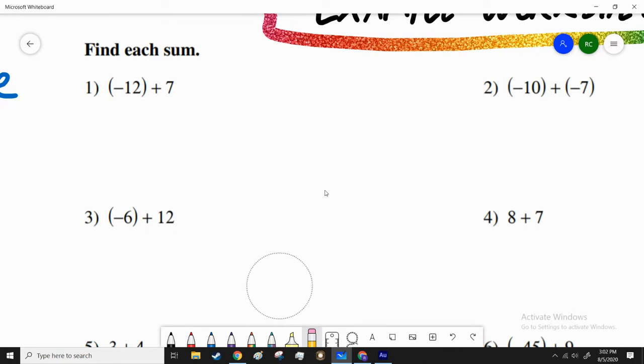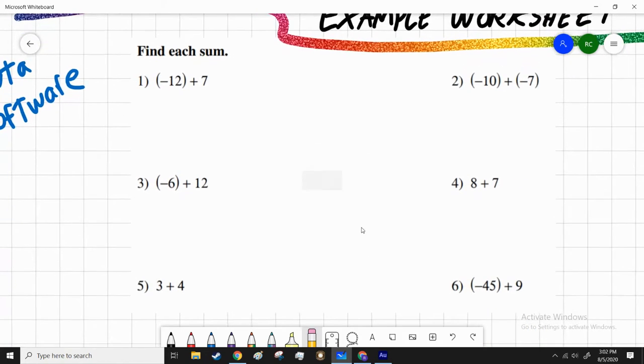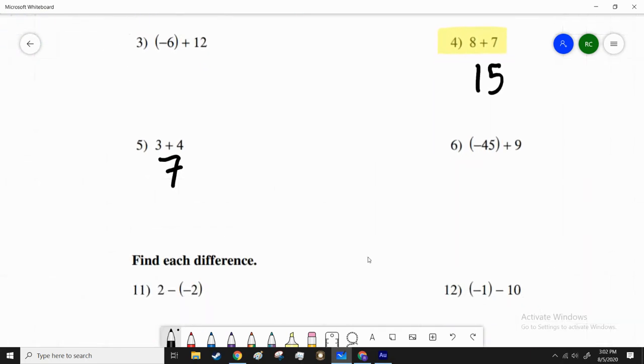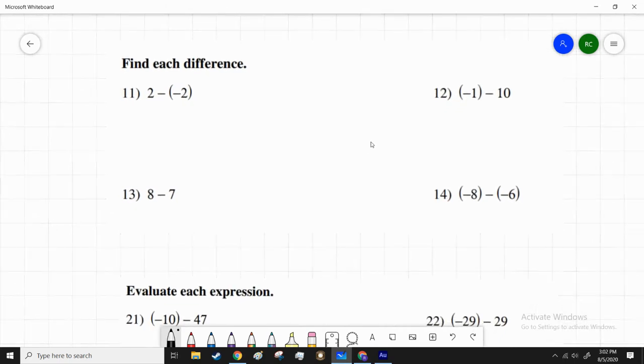When you are looking at a worksheet, the very first thing you should do every single time is skim the whole worksheet and look for problems that you can do very quickly and very easily. So for example, number 4 here, 8 plus 7, well, I know what that is. I've basically got that memorized. That's 15. 3 plus 4 is 7. Basically, anything with just positive numbers I feel pretty confident in right now.